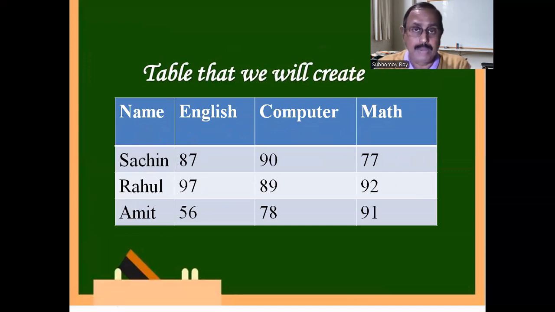So we have planned that this is the table we will design using HTML tags. This table consists of 4 rows and also 4 columns, so you can see it is a square matrix. Headings. Which are the headings? Headings mean name, English, computer and maths.